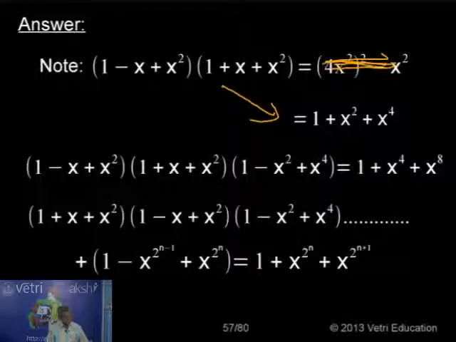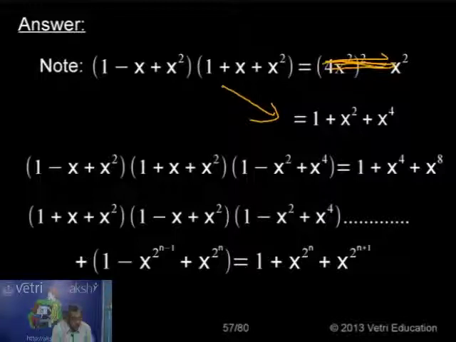See that? You understand this step? 1 minus x plus x square, 1 plus x plus x square. That product is in the form a plus x, a minus x, where a is 1 plus x square. That gives ultimately 1 plus x square plus x power 4. That's all.